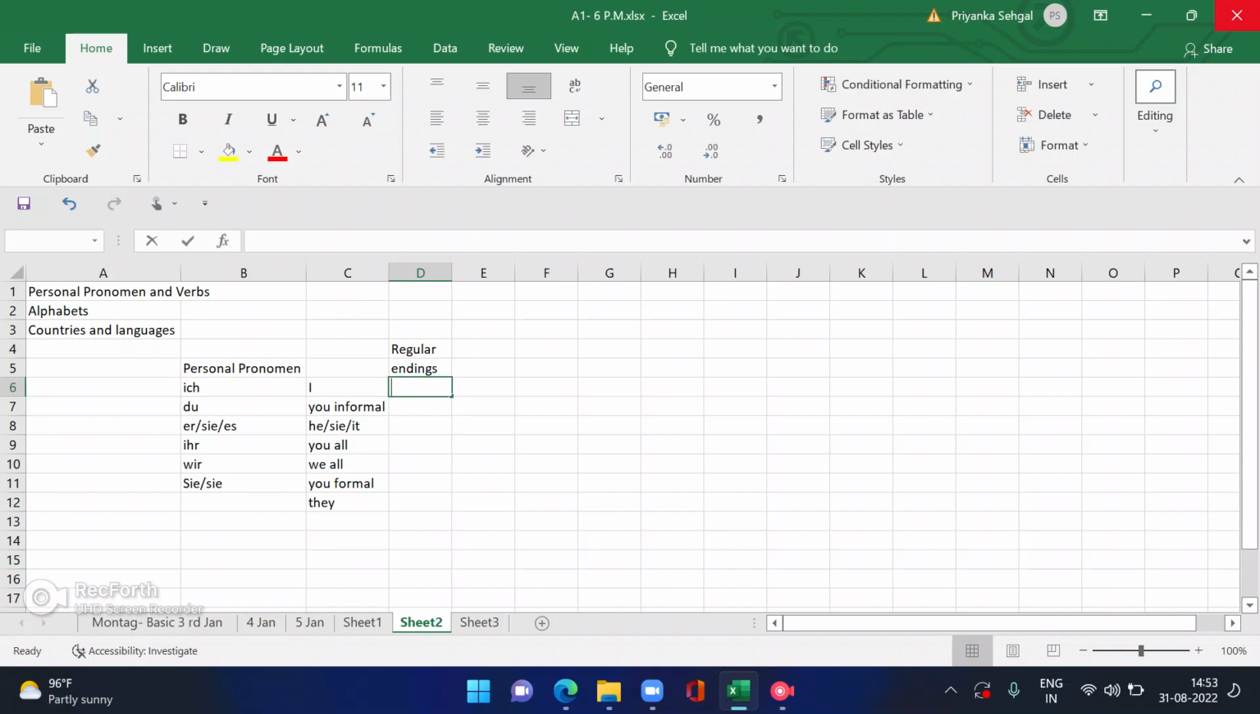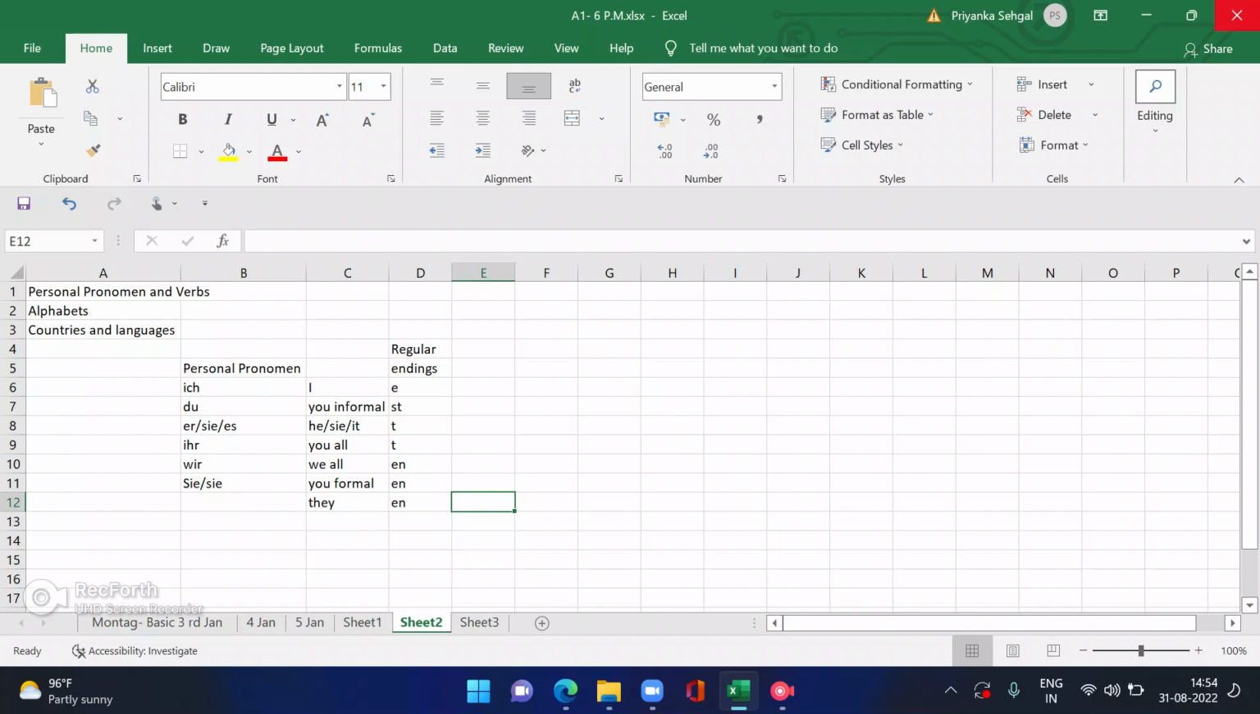So whenever it is ish, it is e. Whenever it is du, it is st. Whenever it is er, sie, es, it is t. With ihr also it is t. Wir, en. Sie, en. Then sie also en. So this is also en.